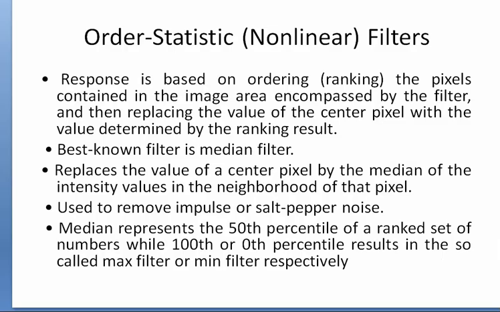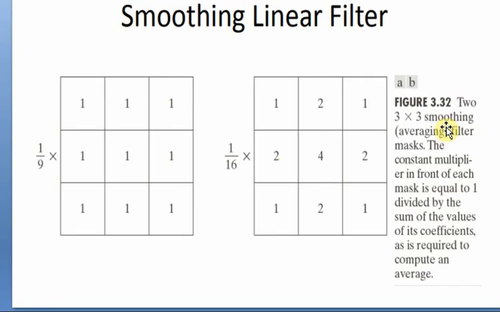Now coming to the non-linear filters. Non-linear filters means the response is based on ordering or ranking the pixels contained in the image area encompassed by the filter, and then replacing the value of the center pixel with the value determined by the ranking result. In the previous case we have seen different ones: mean filter, average filter, weighted average filter, and Gaussian filters. So many filters are there, but in our portion we have average and weighted average. That's why we concentrate on those only, and remember these two masks, these two filter coefficients, are very important.